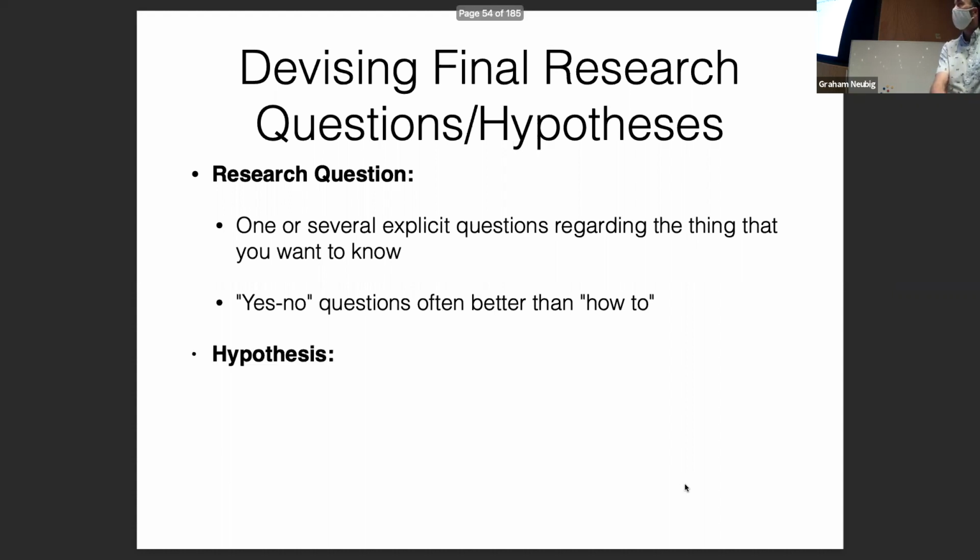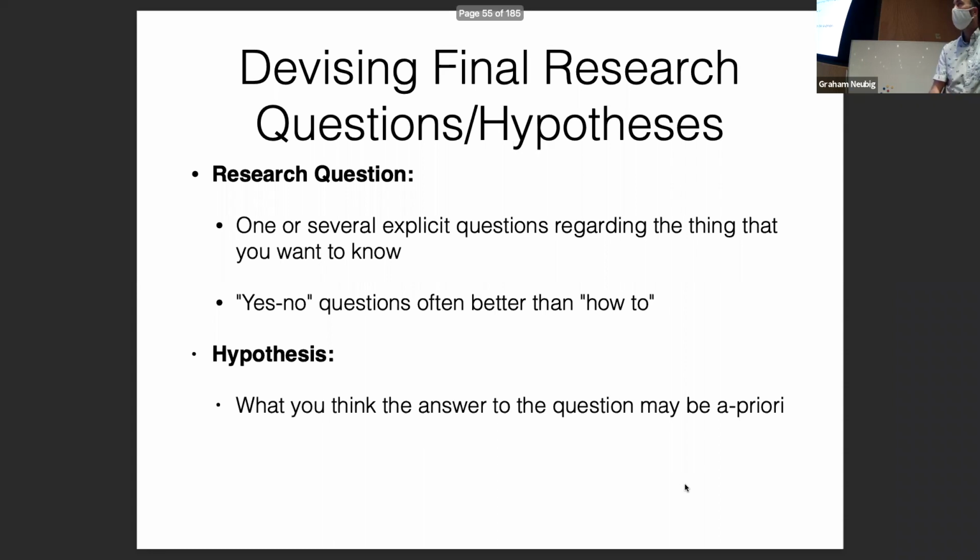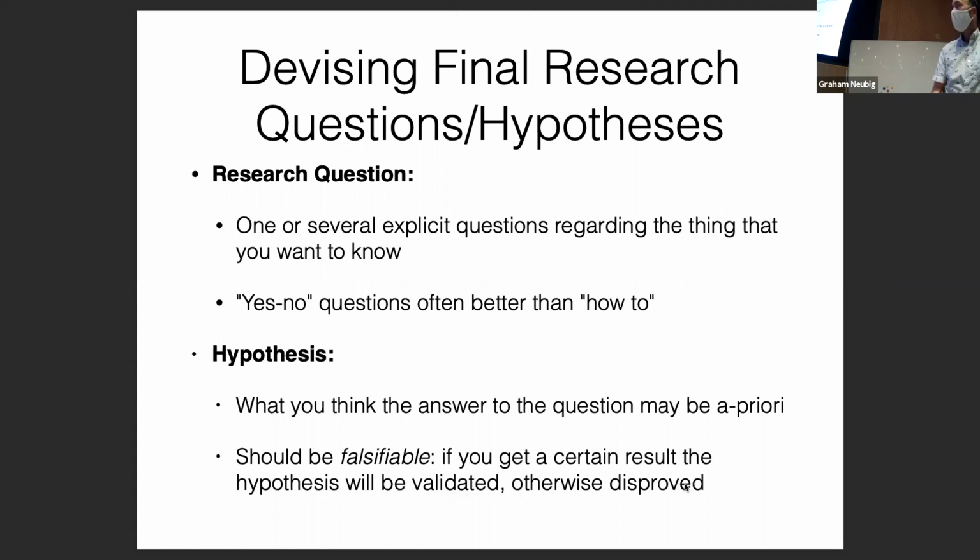And the reason why is because the next thing that you want to do is form a hypothesis, what you think the answer to the question may be a priori. And this hypothesis should also be falsifiable. So if you get a certain result, the hypothesis will be validated. Otherwise, you can't. You often can't completely disprove a hypothesis, but for many questions, for example, curiosity-driven questions, you can get negative evidence towards that hypothesis being correct.